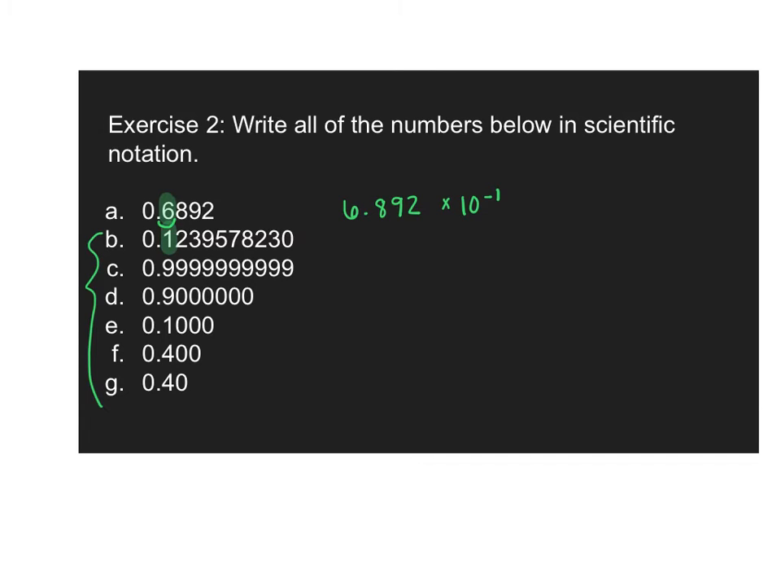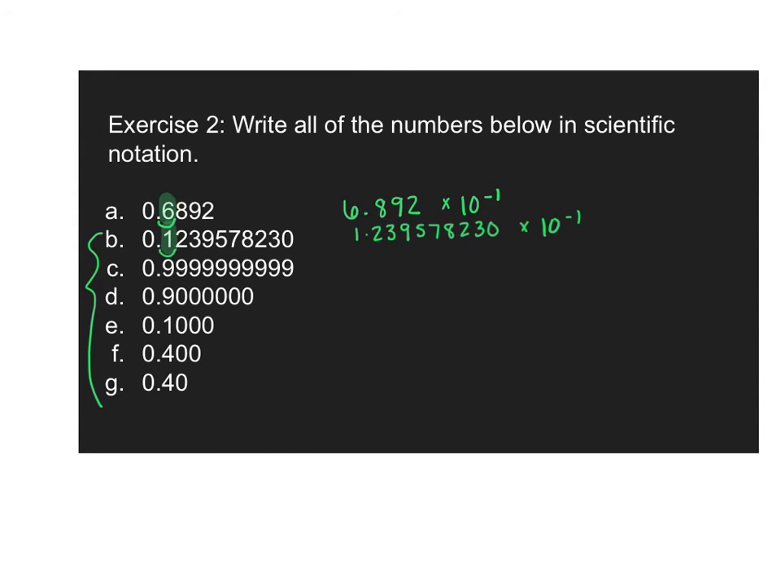All right, going to identify my leading digit, rewrite my number. This now becomes 1.239578230, and we're doing times 10 to the, well, I just moved it back 1 again.